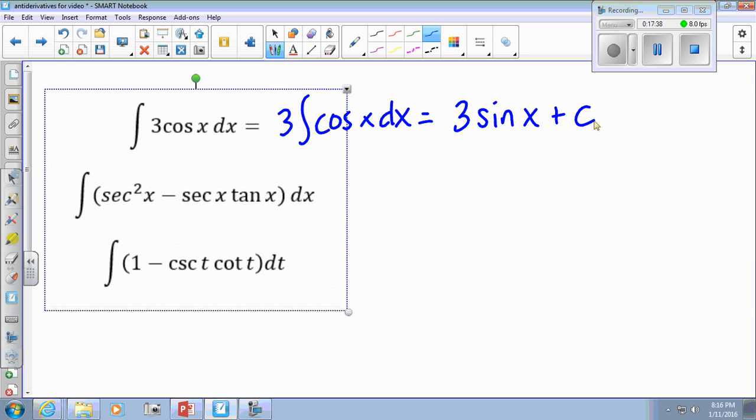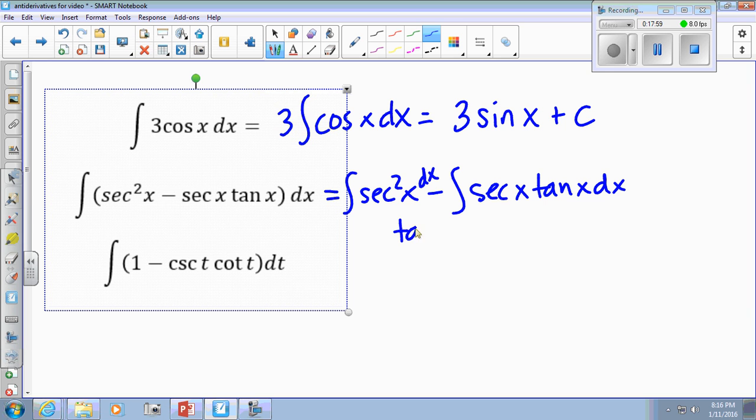Okay, now remember your rules. If there's subtraction, you can still break this up. So the integral of secant squared minus the integral of secant x tangent x. So we can do these two integrals separately and then subtract the answers. Well, the integral of secant squared is tangent. The integral of secant x tangent x is secant x. And we put our plus c on our answer. So tangent x minus secant x plus c.